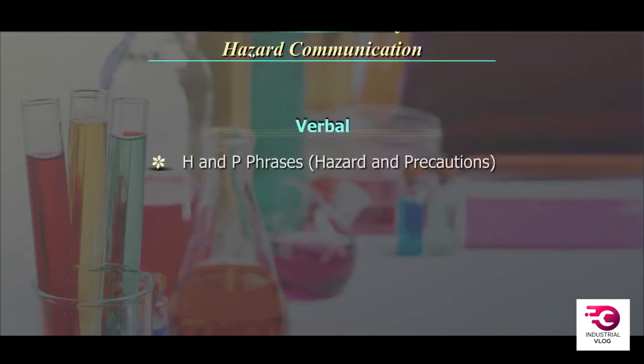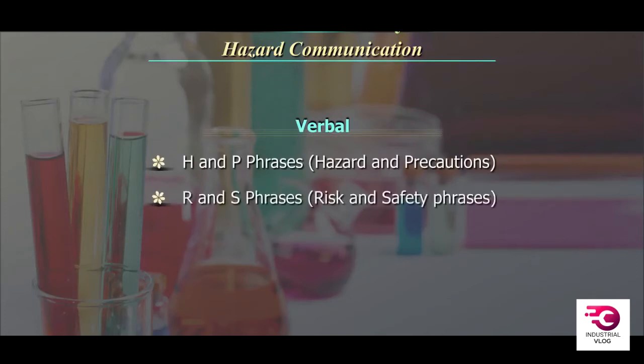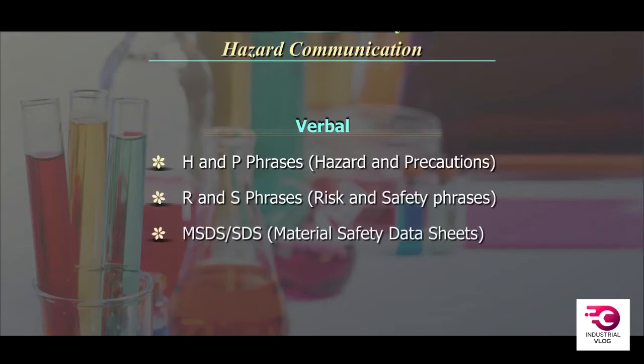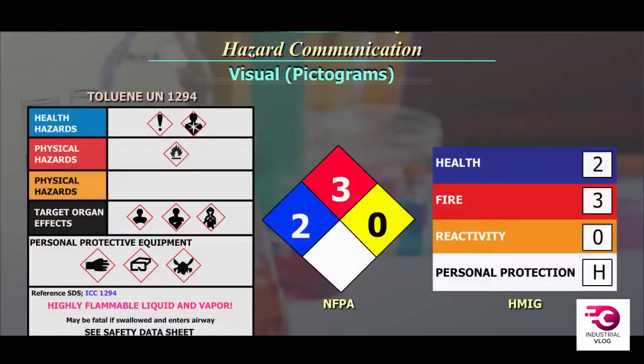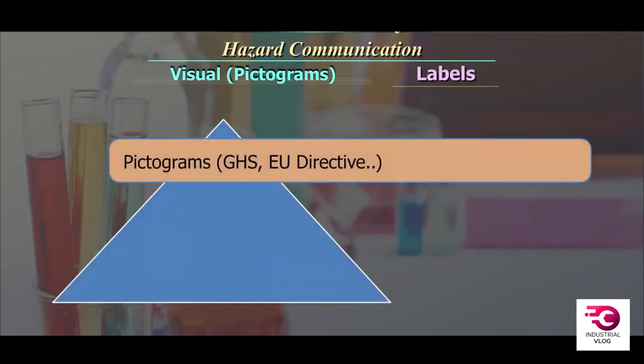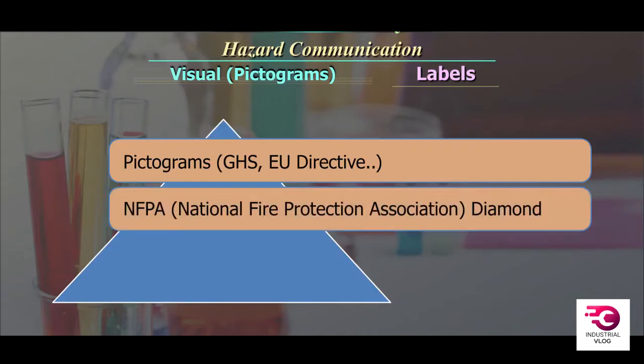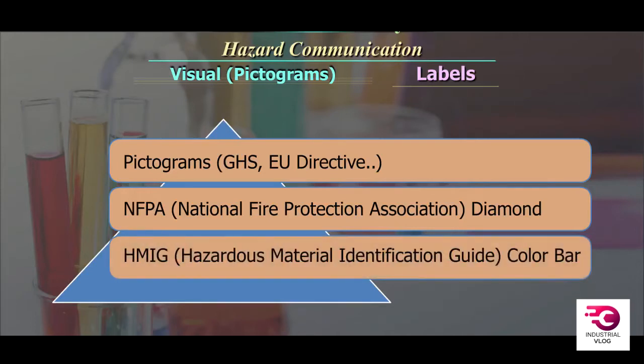Verbal: H and P phrases, hazard and precautions. R and S phrases, risk and safety phrases. MSDS or SDS, Material Safety Data Sheets. The visual hazard communications are of 3 kinds: labels, pictograms, GHS EU Directive; NFPA, National Fire Protection Association, Diamond; HMIG, Hazardous Material Identification Guide, Color Bar.